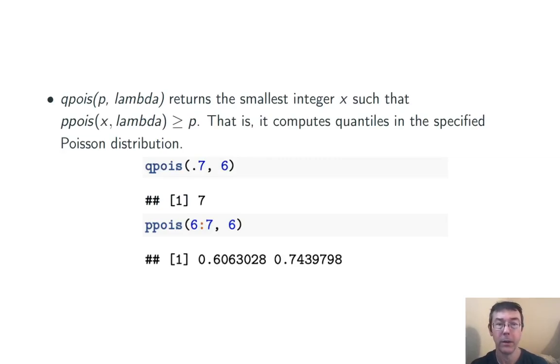Finally, qpois. This is an inverse distribution function. It's going to compute quantiles. More specifically, qpois(p, lambda) returns the smallest integer x such that ppois(x, lambda) is greater than or equal to p. For instance, qpois(0.7, 6) is going to return the smallest x value whose cumulative probability in the Poisson distribution with parameter lambda equals 6 is at least 0.7. It returns 7, and we can verify that this answer makes sense by doing ppois of 6 and 7 in that same Poisson distribution. And we see that the cumulative probability of getting at most 6 successes is less than 0.7, but the cumulative probability of getting at most 7 successes is more than 0.7.